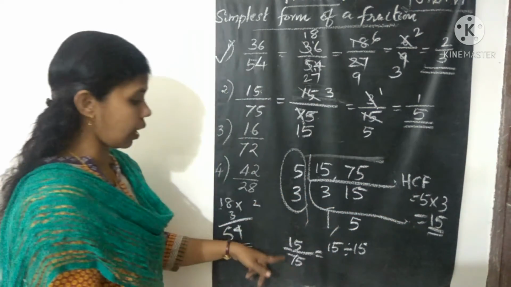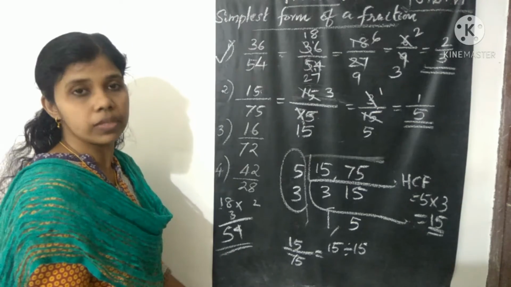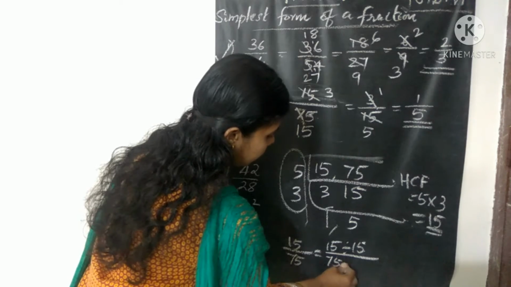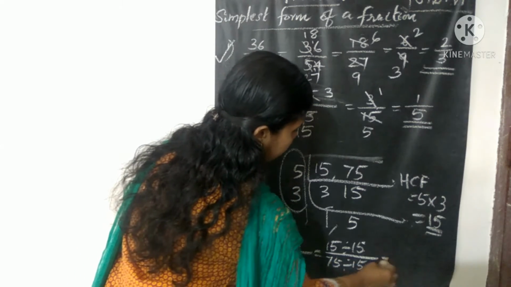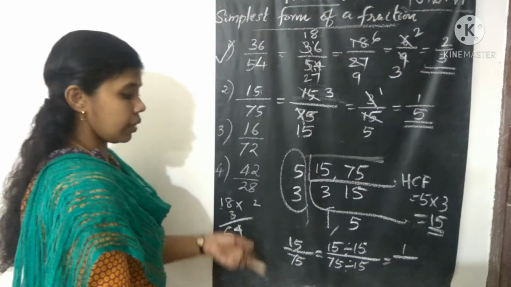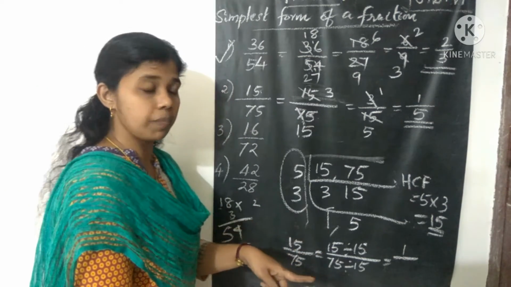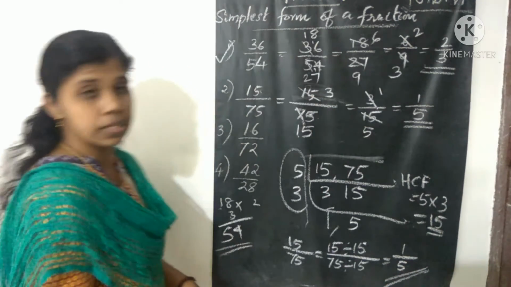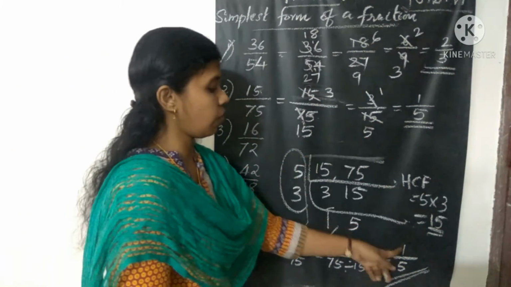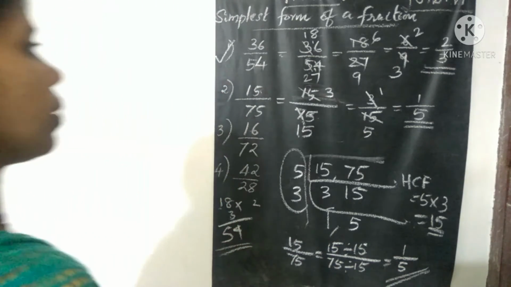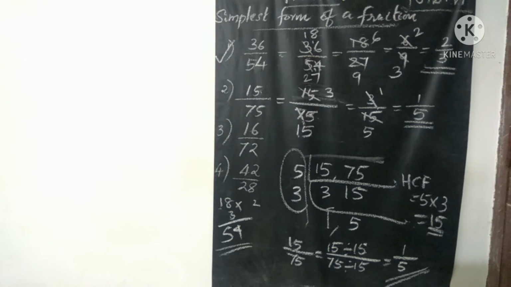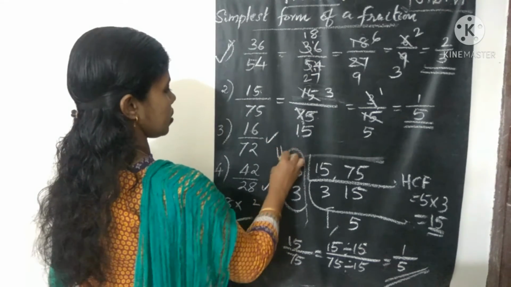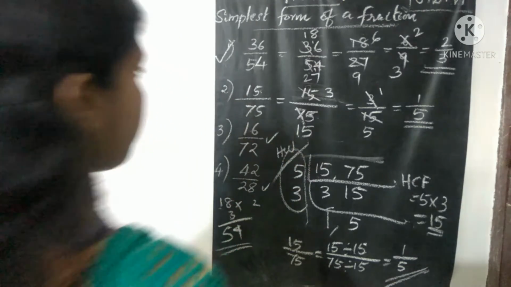So the numerator and denominator are divided by 15. That is 15 divided by 15 over 75 divided by 15. 15 divided by 15 is 1. Then 75 contains how many 15s? 5 times. 5 into 15 is equal to 75. So we get the answer 1 by 5. All of you clear? Yes, clear. These two questions are homework. Right?